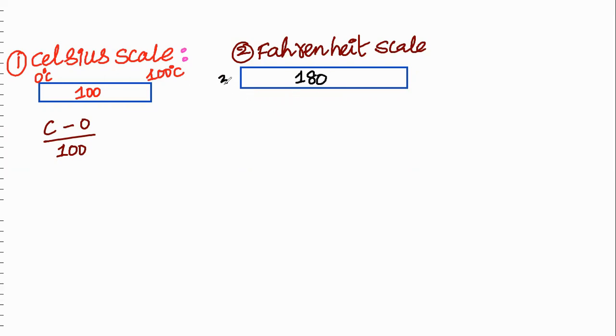The lower fixed point is 32 degrees Fahrenheit, and the upper fixed point is 212 degrees Fahrenheit. So the temperature on this scale is F minus the lower fixed point, 32, divided by the number of divisions, 180. This is the Fahrenheit scale. The third one is the Kelvin scale.